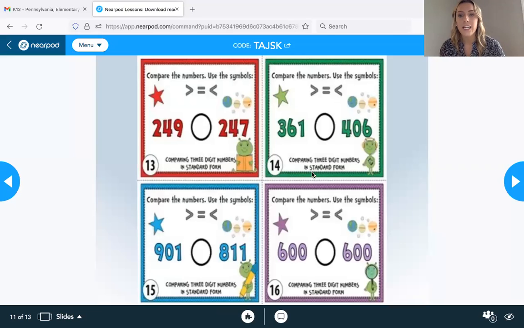Let's look at the green square. Right here, all eyes are on the green square. We have 361 and 406. I'm thinking, what place value do I look at first? Yeah, you're right. I look at the hundreds place. Can you tell me what number is in the hundreds place of 361? 3. Good job.